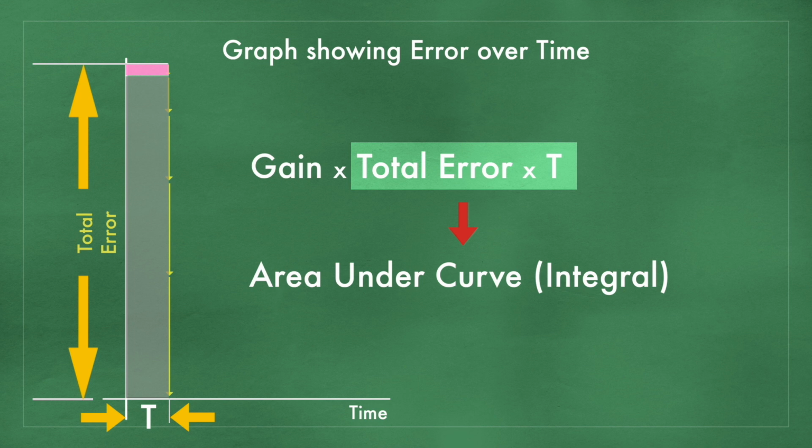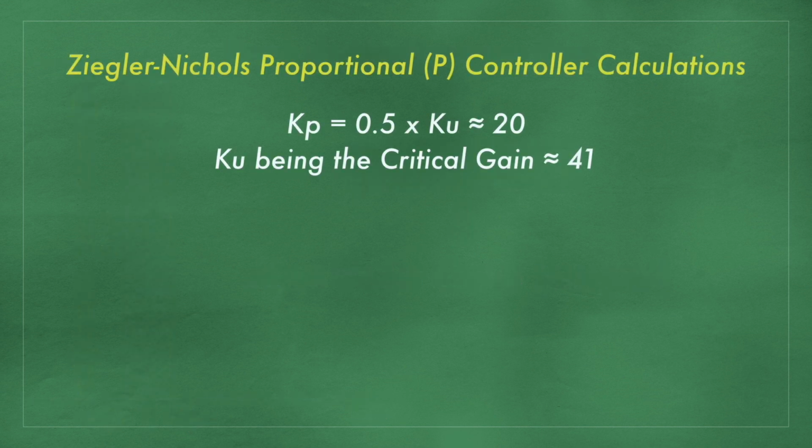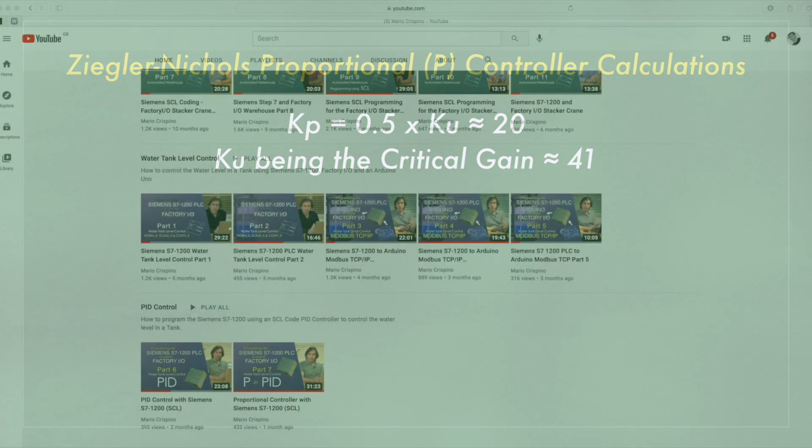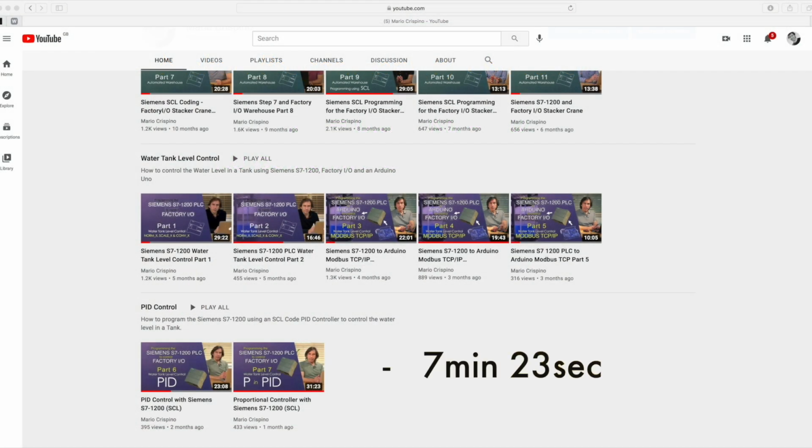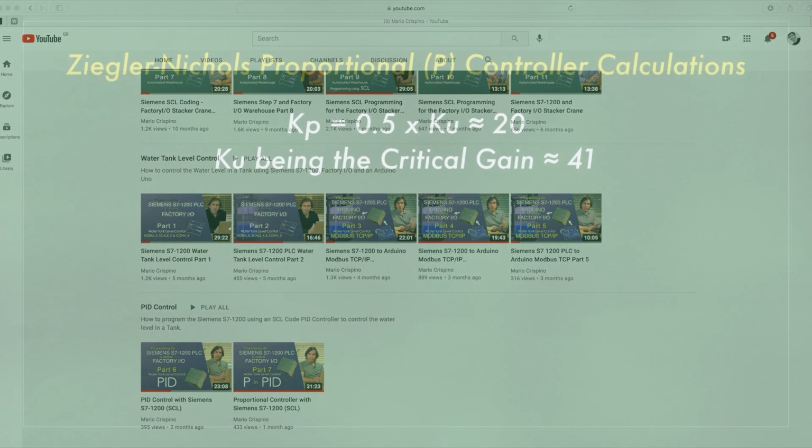under the curve. Now, what about the gains Kp and Ki? How do we calculate those? Well, in the previous proportional control video, we mentioned the Ziegler-Nichols method and how a good starting point for Kp was 0.5 times Ku, Ku being the critical gain at which oscillations occur, which was 41. Check out the first PID video to see how we arrived at this at 7 minutes 23 seconds.